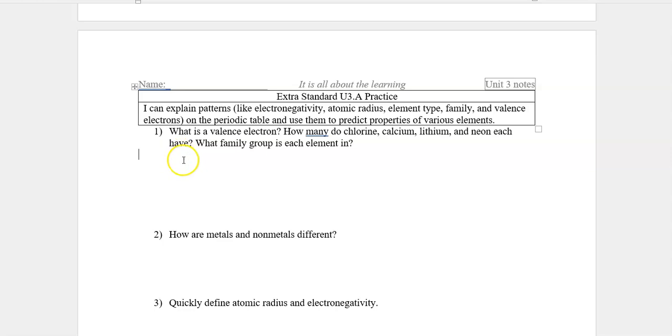Number 3, what is a valence electron? How many do chlorine, calcium, lithium, and neon each have? You don't need Bohr models for this. What family is each group in? So that's just starting off with definitions. A valence electron is an electron located on the last shell farthest from the nucleus.